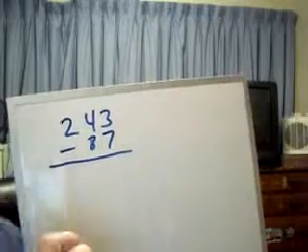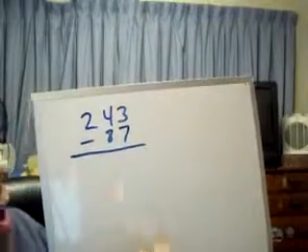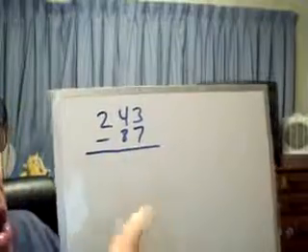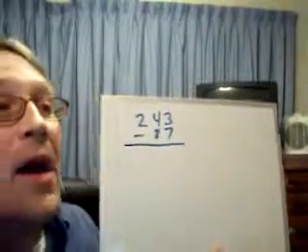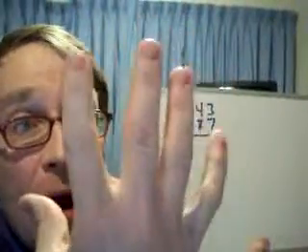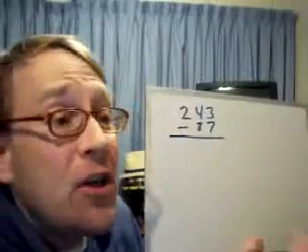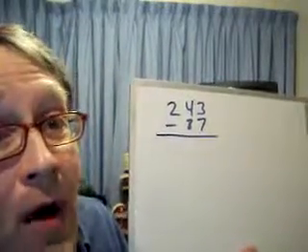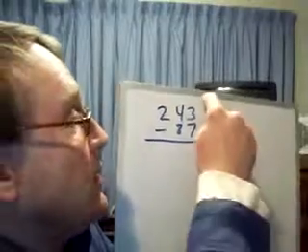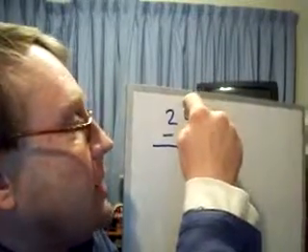243 minus 87. All of these numbers in here are called digits. Do you know why they're called digits? Because of what happens with your hands and your feet. All of your fingers and all of your toes in ancient times were called digits. That's where it comes from. So this is the ones digit, this is the tens digit, this is the hundreds digit.